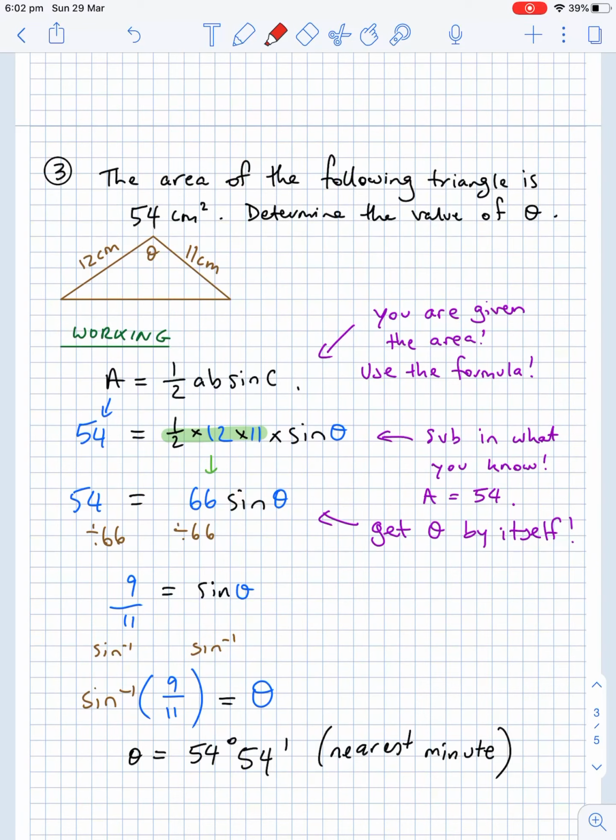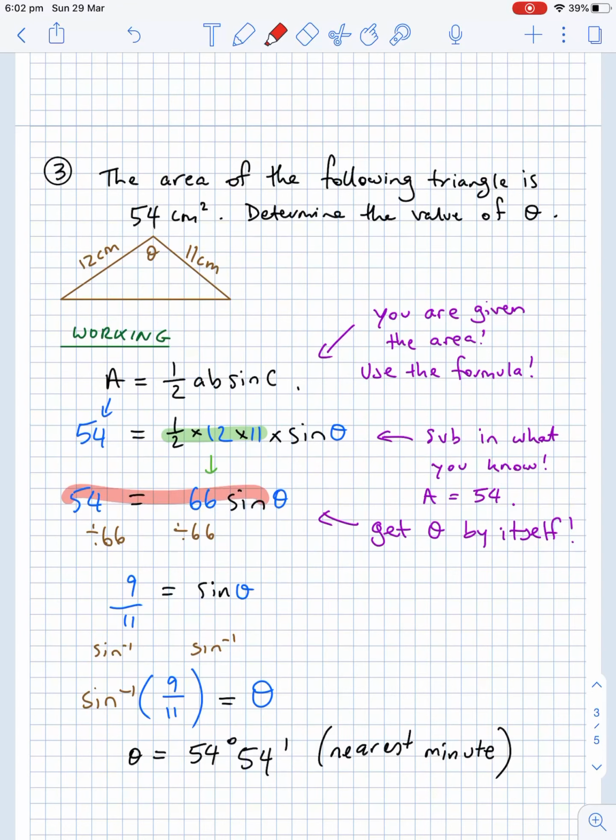So the idea is to still start with your formula, but you need to substitute your area for a 54. Notice how your a and your b change to your 12 and your 11 still. So 12 and 11. But your C, your included angle, changes to your theta. And now we have to look at this equation and try to solve it for theta. So I'm going to simplify first. So simplify these three numbers. Half times 12 times 11 is 66.